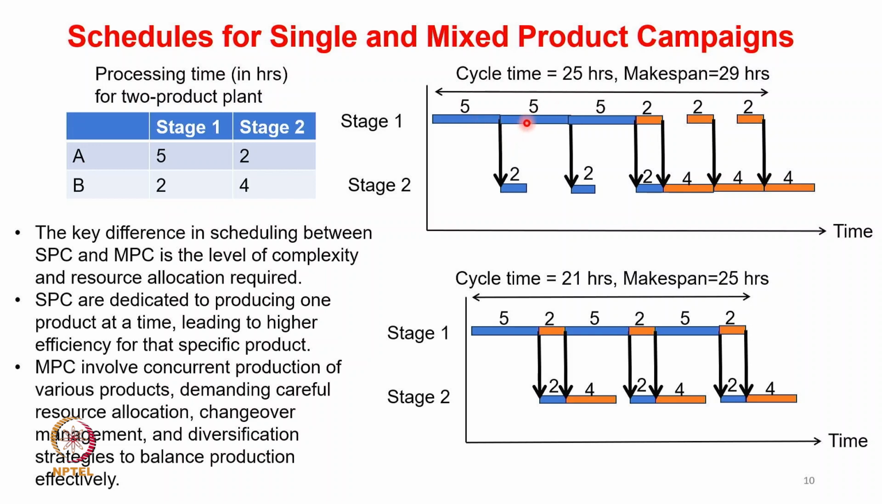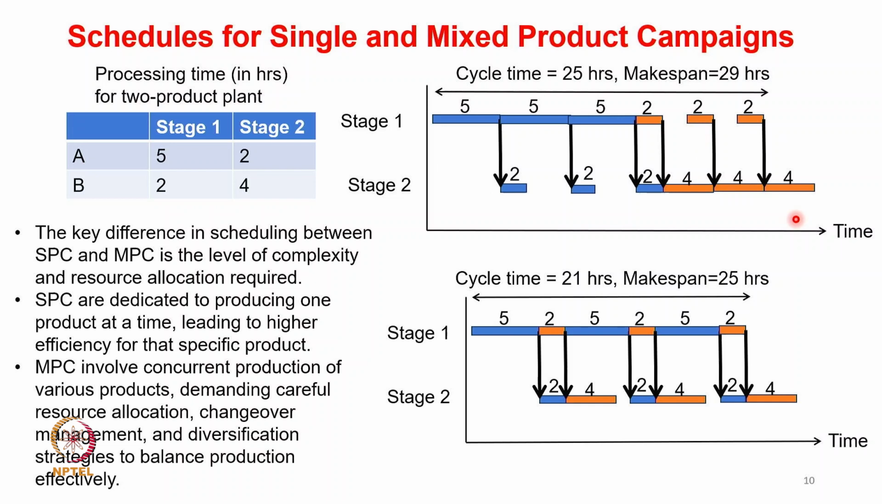Here the blue color indicates product A, and the orange color indicates B. You can see stage 1 of A, stage 2 of A, stage 1 of A, stage 2 of A, stage 1 of A, stage 2 of A. Then you start stage 1 of B, then stage 2 of B, stage 1 of A, stage 2 of B, stage 1 of B, stage 2 of B, and so on and so forth. So this is one way to organize this production problem.